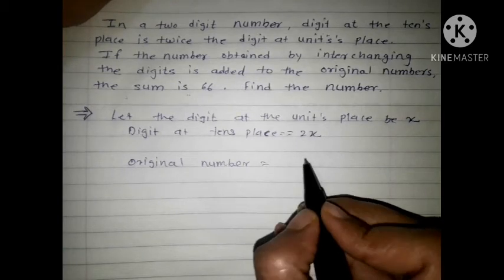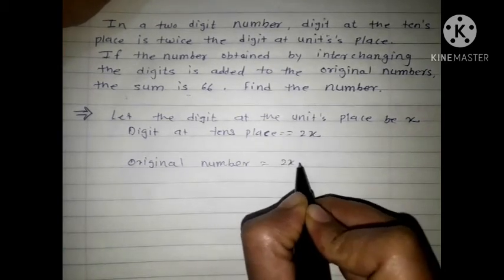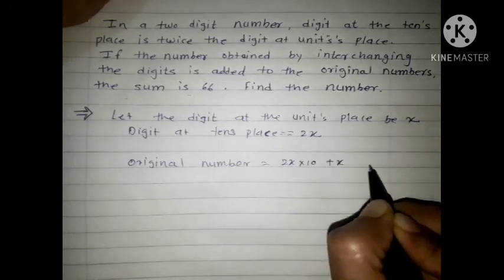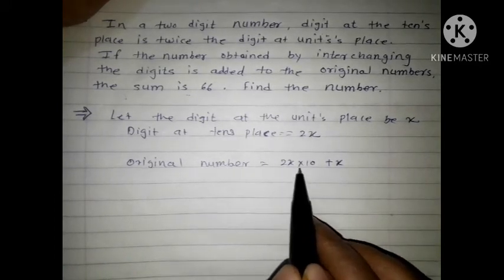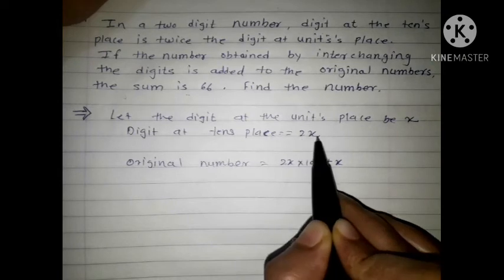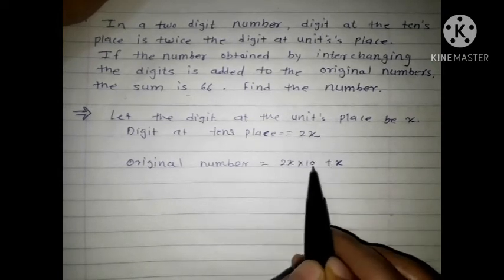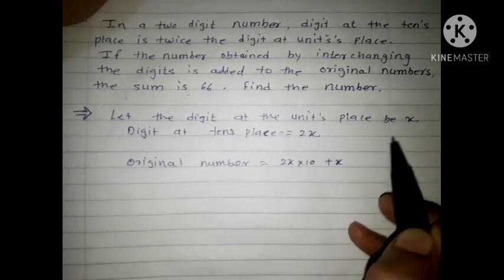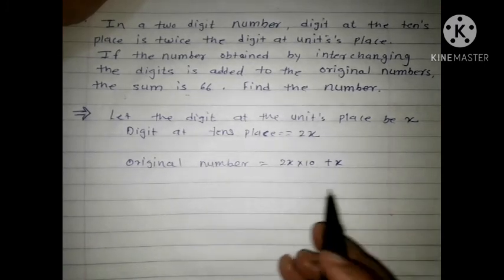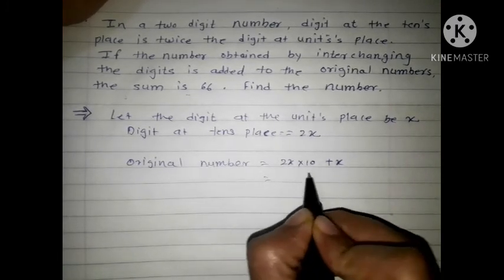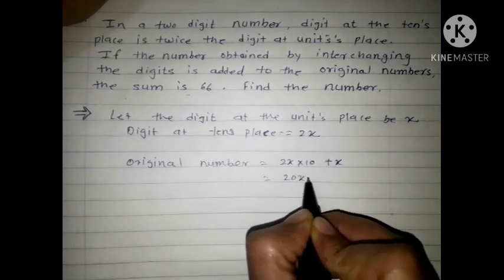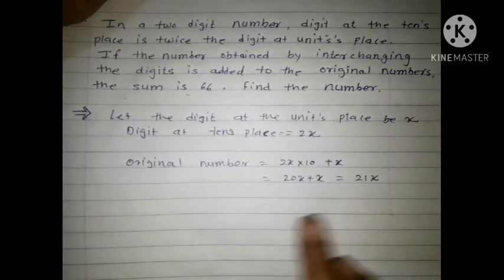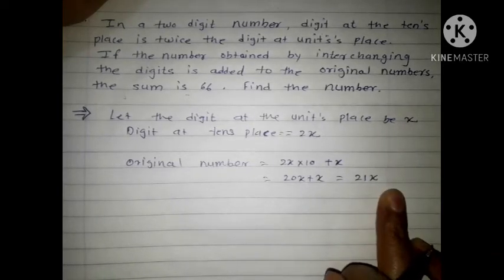The original number is equal to 2x into 10 plus x. Now why here 2x into 10? 2x is the number, but it is at the tens place, therefore we multiply it by 10, and the unit number we write as it is. Therefore the number will be 20x plus x is equal to 21x. The original number will be 21x.